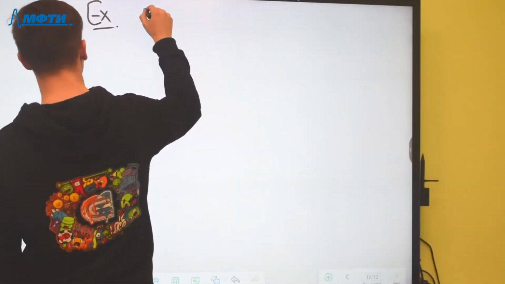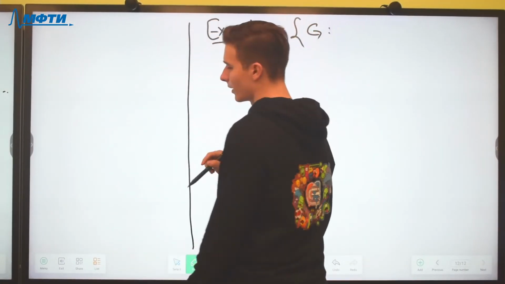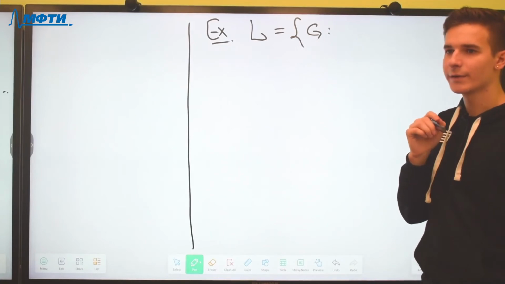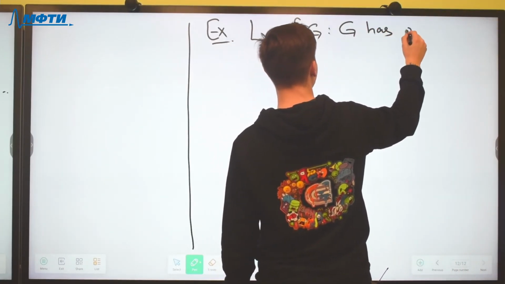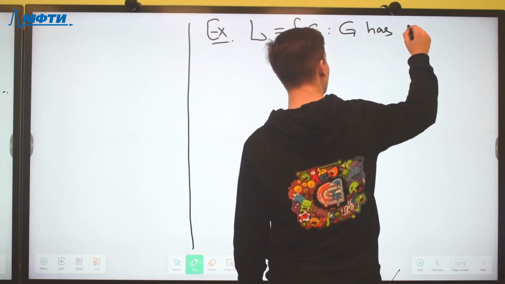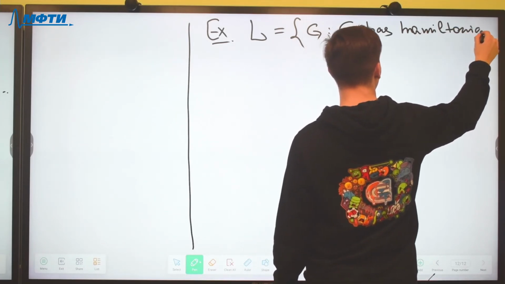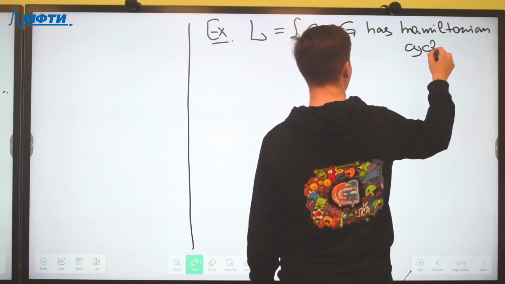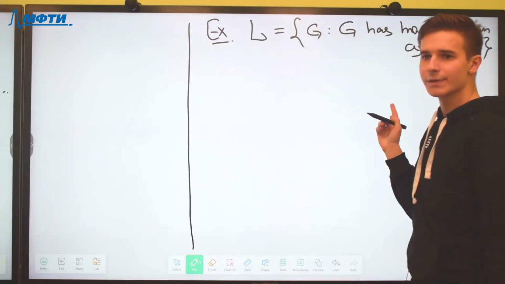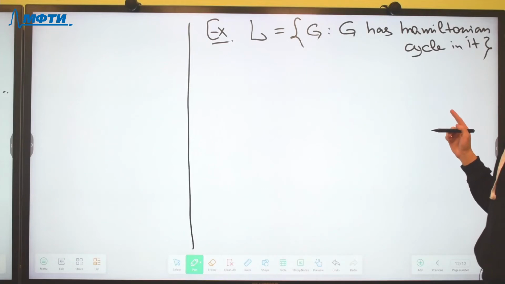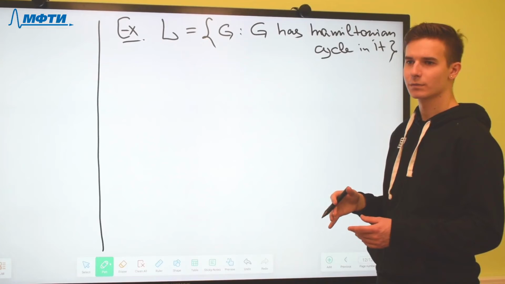For example, let L be the set of graphs that have a Hamiltonian cycle in them. Do you know what it is? Yeah. It is a cycle that goes through all vertices.